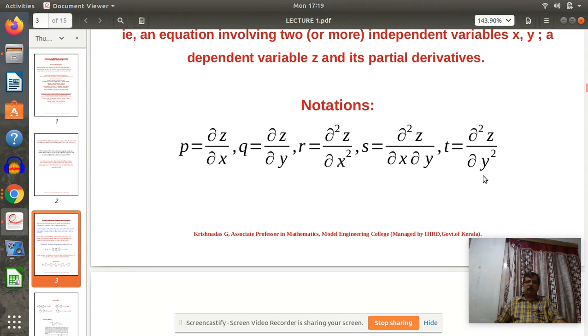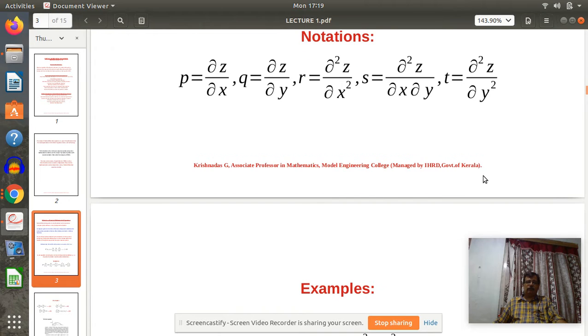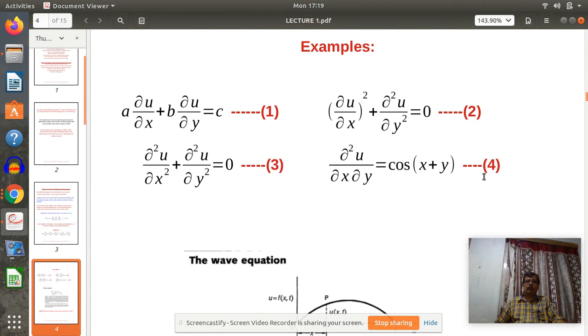These are some common notations which we use in partial differential equations. And these are some examples of partial differential equations. The first one, a ∂u/∂x + b ∂u/∂y = z. Another one, (∂u/∂x)² + ∂²u/∂y² = 0. ∂²u/∂x² + ∂²u/∂y² = 0.